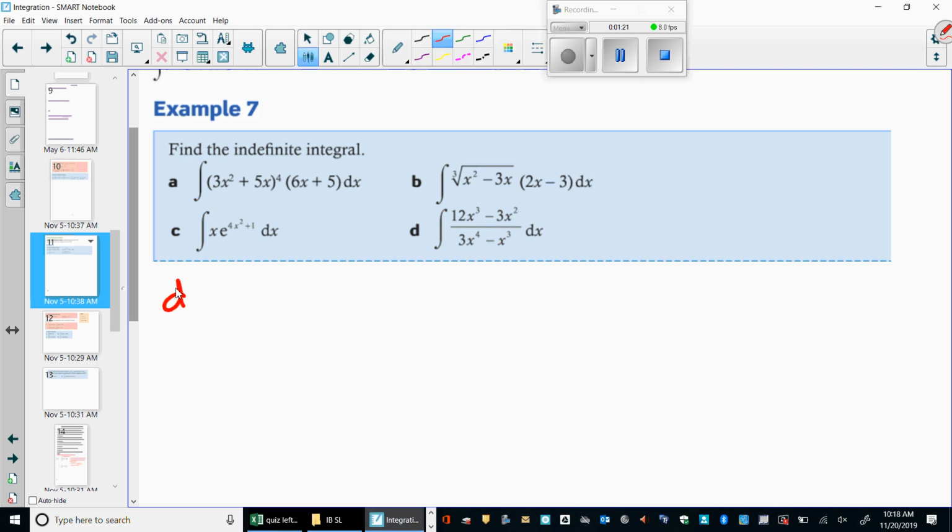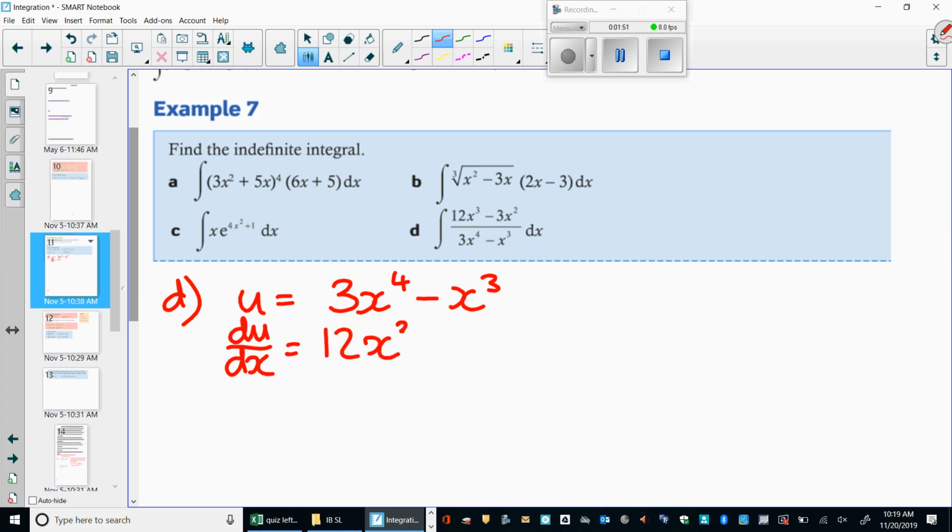Okay, so I'm going to let you be u, the letter u, not y-o-u. I'll let you be that. And then what do we do? The u dx. Nice. The u dx, which is the top part, which is 12x cubed minus 3x squared.